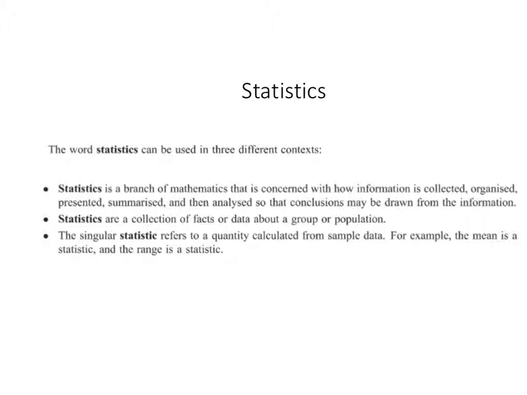That is your summative. Statistics are a collection of facts or data about a group or population, and a singular statistic refers to a quantity calculated from sampled data. So a mean is one type of statistic. A median is another type of statistic. And as you know from your research, you have something called a 5-number summary, right, with your mean, median, mode, etc.